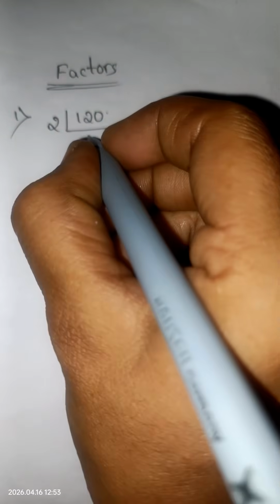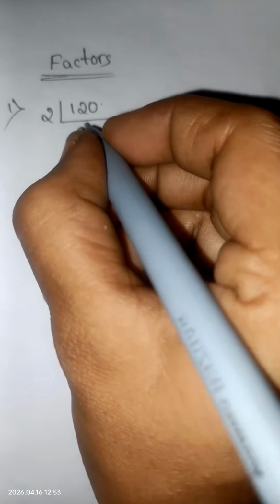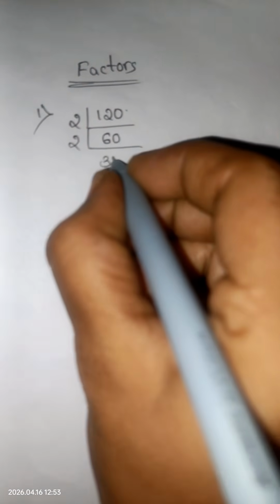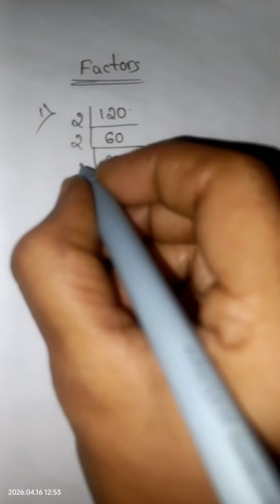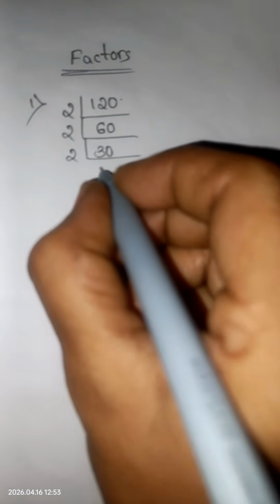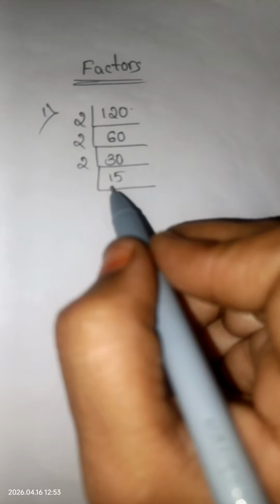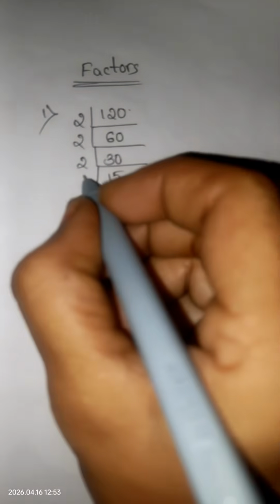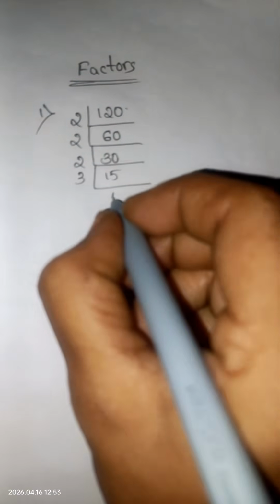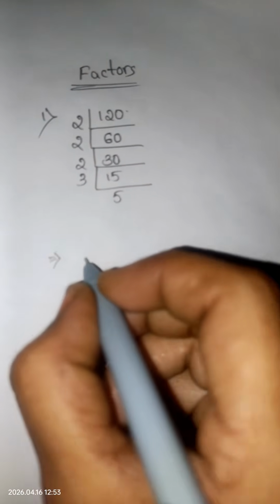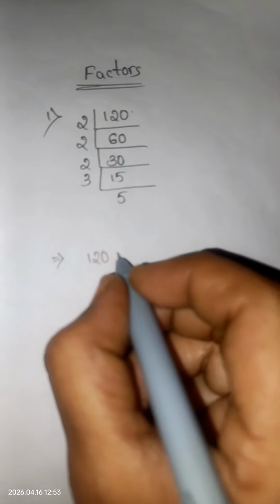2 6s are 12 plus 0 0. 2 3s are 6, so 30. Again 2 table 2 15s are 30. Again 2 table 15 lo eltunda no, so we are taking 3 table 3 5s are 15, so completed. So first factors is 120 factors.